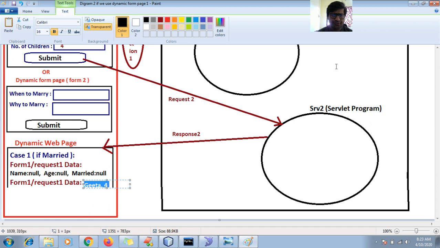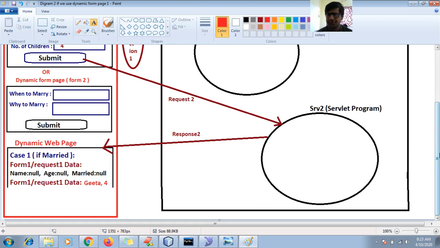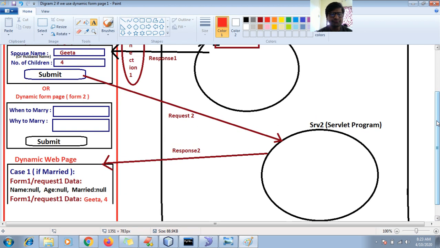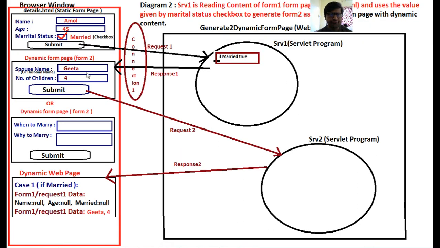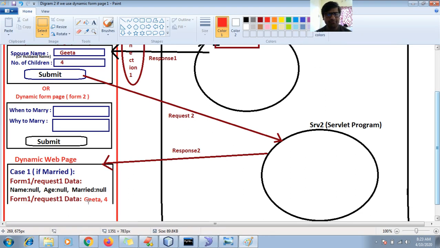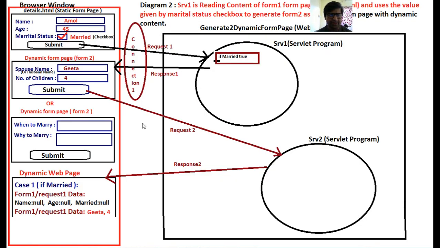Let me change the size and the color to red. So you can see here Geeta and 4. But in this dynamic form page, name is null, age is null, and married is null, right?